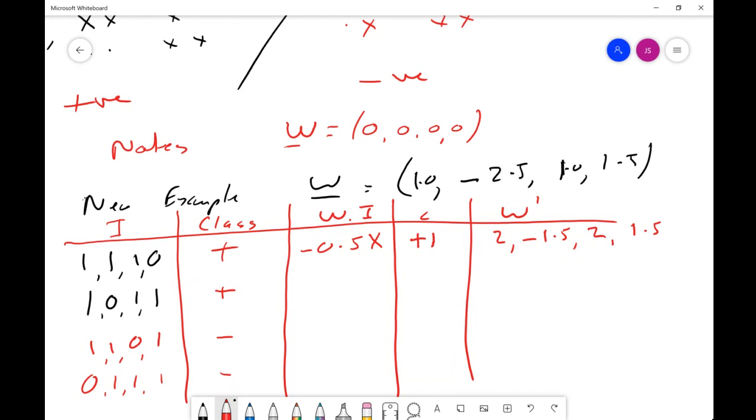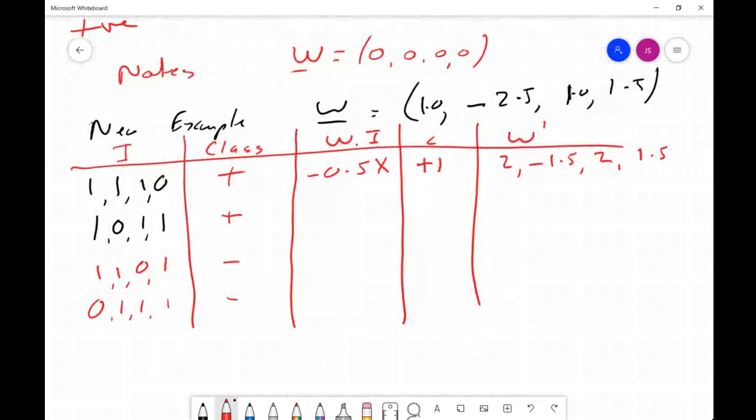For the next pattern. Sorry, John. Yep. Go on. With the correction factor, did you multiply C by I? No. I think I missed what you did to get.